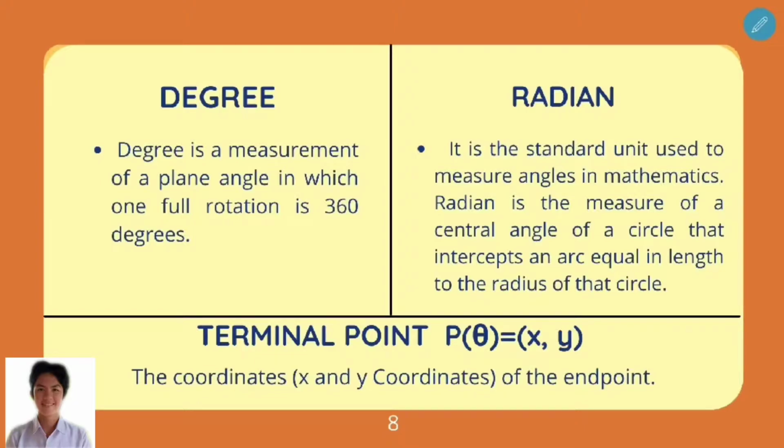Next, we have terminal points. It is also called trigonometric points. It is the coordinate of the endpoint, or the point you end up at. It is denoted by P of theta is equal to (x, y). Terminal points are commonly seen with a radical sign. These points must be identified from angles and used to determine the 6 circular functions.